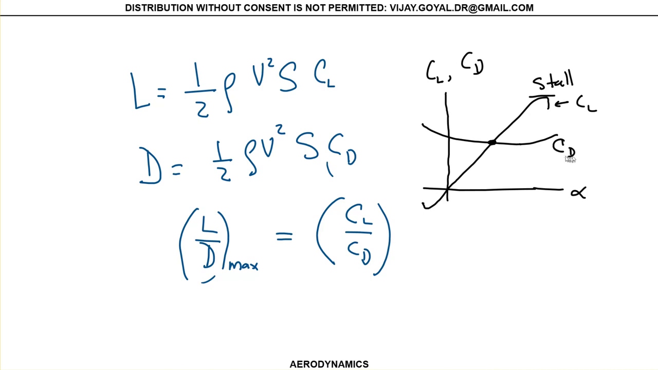This is CD. So this is the location where it's ideal to fly, because that's the optimum combination of your plane. The minimum drag possible you can have for the optimum lift. If the aircraft stalls, this is what is basically happening.